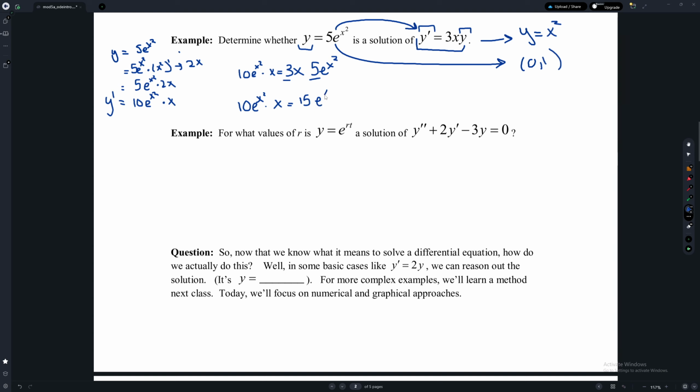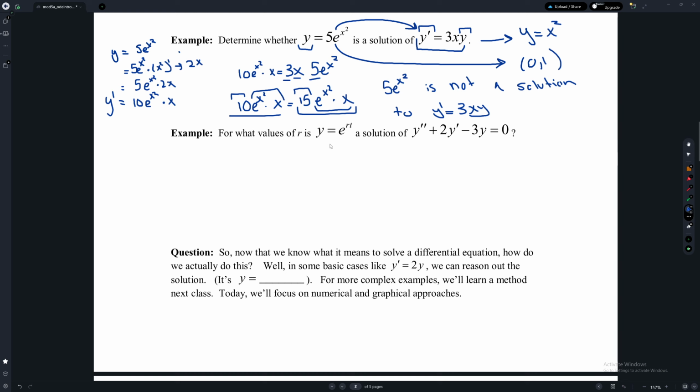And this would be e to the x squared times x, and this x would come from here. And you see this clearly does not equal this. These parts equal each other, but this 10 and 15 is not the same. So what you say is 5e to the x squared is not a solution to your y prime equals 3xy. And that's the most you would do.